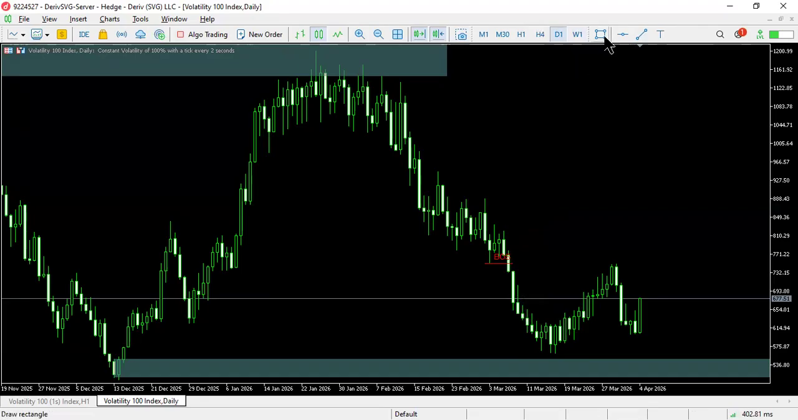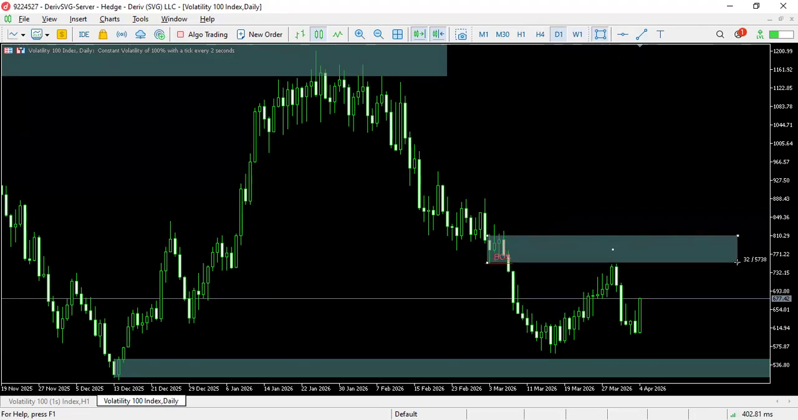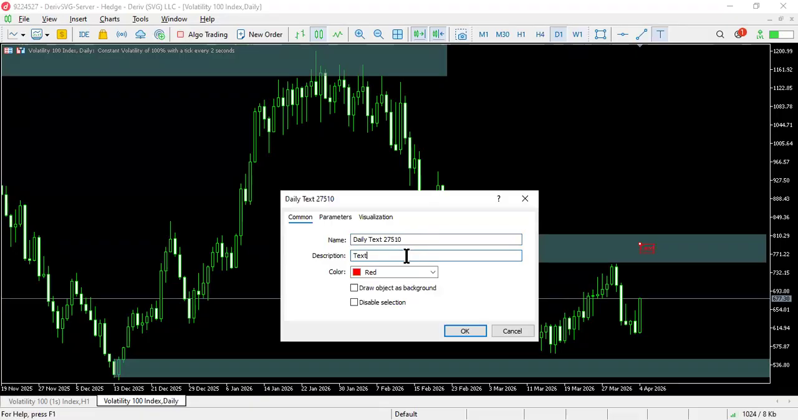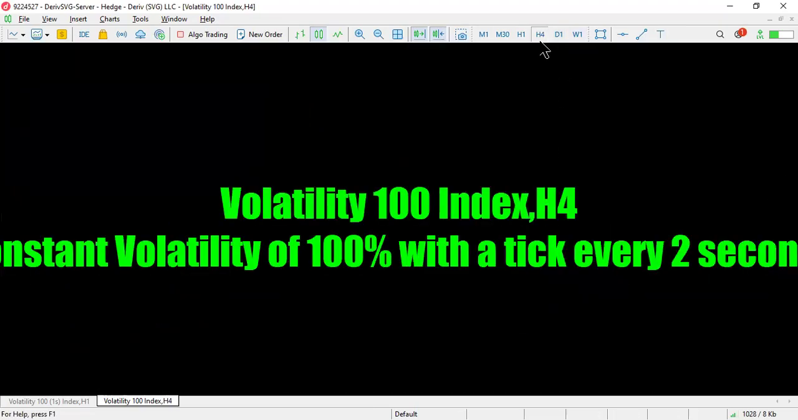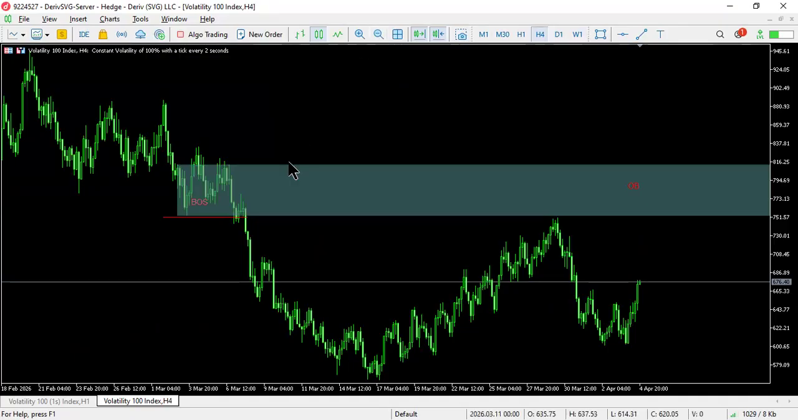That is a break of structure, and then the order block which caused the break of structure is that order block right there from the daily time frame. So that is our order block, and then heading over to the 4 hours.